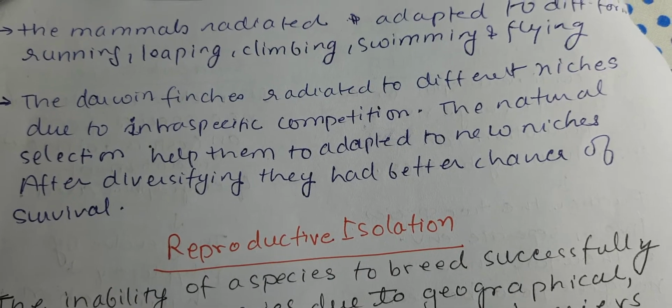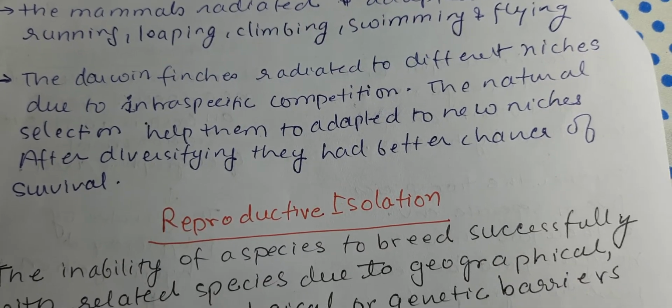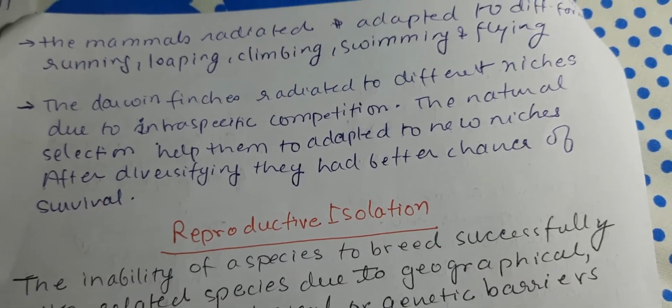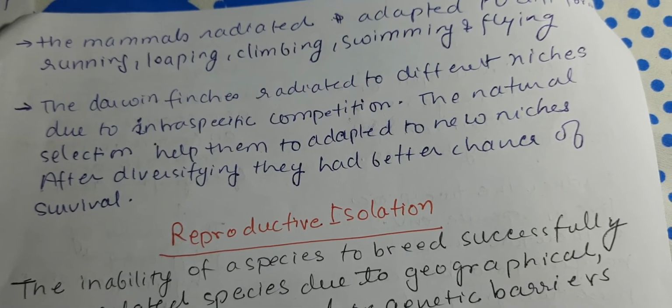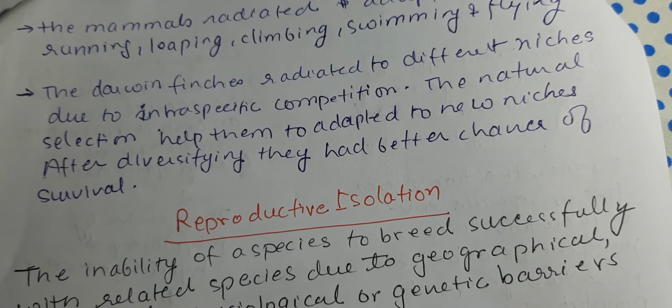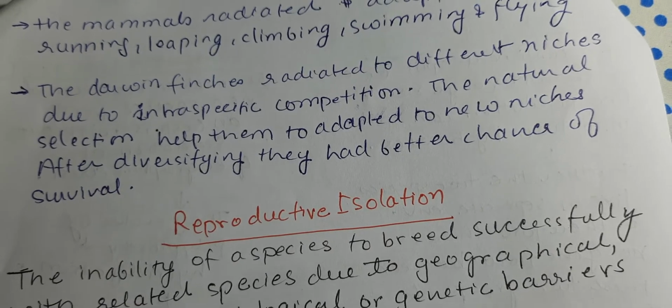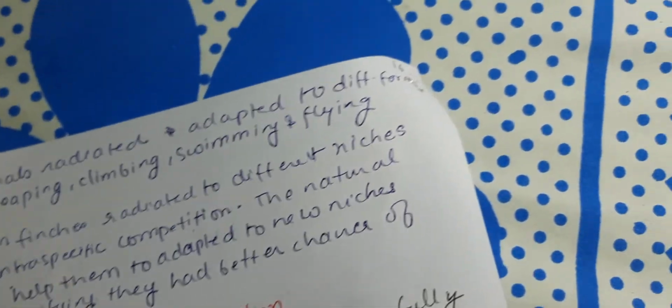The Darwin finches radiated to different niches due to intra-specific competition. Natural selection helped them to adapt to new niches after diversifying. They had better chances of survival.